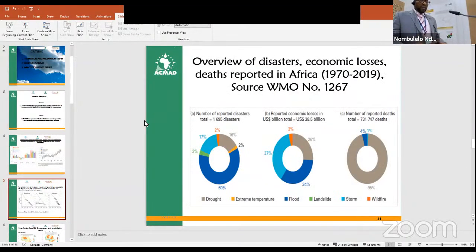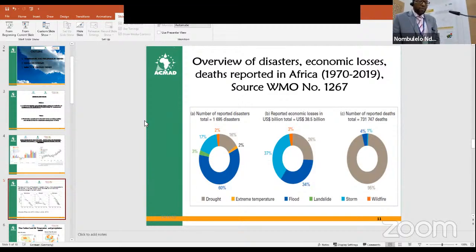Now, looking at the disasters, what are the disasters associated? As we can see here, the number of reported disasters totals 1,695 disasters. We can see the flood was the most dominant and it was followed by storm and drought. When we go to the reported economic loss in US billion, again attributed to such disasters, we can see that the storm has cost Africa a lot, followed by flood and also by droughts.